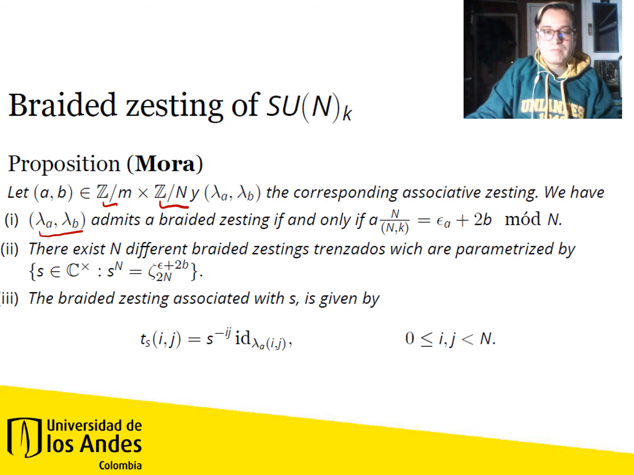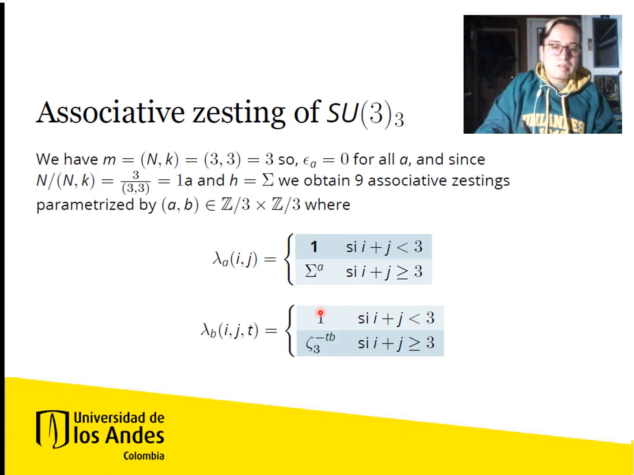So for example, if we talk about the associative and braided testing for my fusion category SU(3) level 3. For this case, we obtain 9 associative testings parameterized by this group C3 cross C3. Here we have the way that we associate to a pair in the group elements the invertible objects in the component graded by the identity of the group. And here we have the description of the two-cocycle.